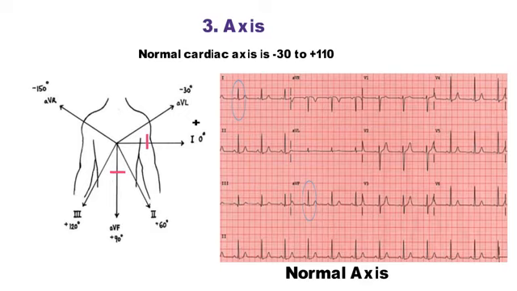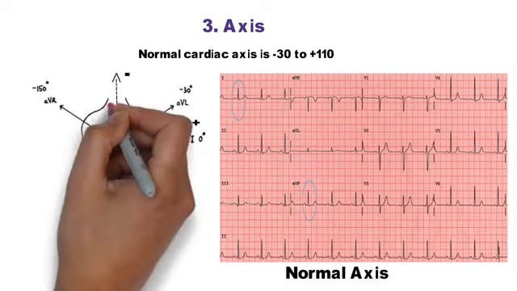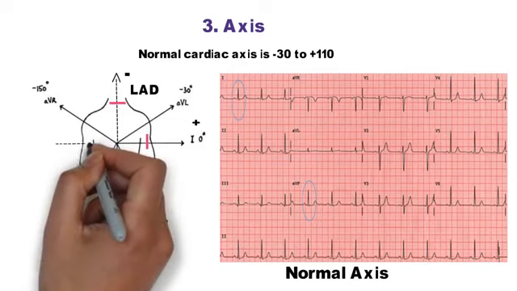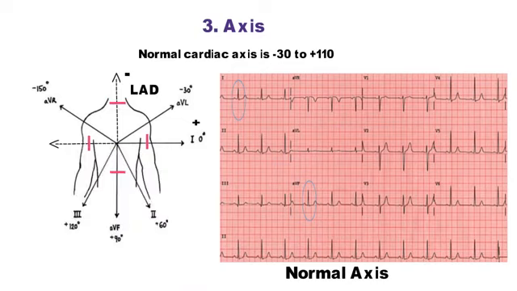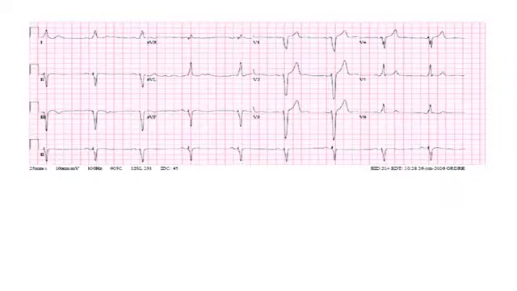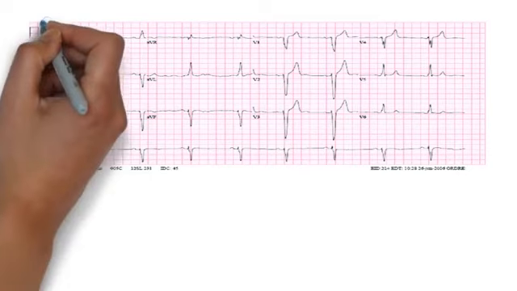And if net QRS is positive in lead 1 and negative in AVF, the net vector will be in the left axis deviation range. Lead 2 will also be negative in left axis deviation. And if net QRS is negative in lead 1 and positive in AVF, the net vector will be in the right axis deviation range.